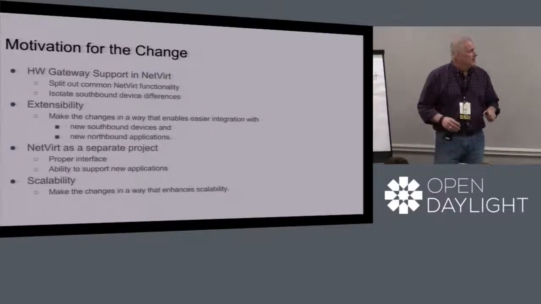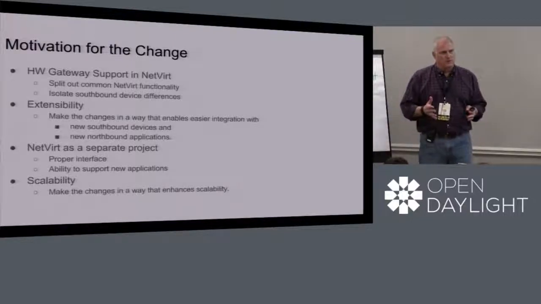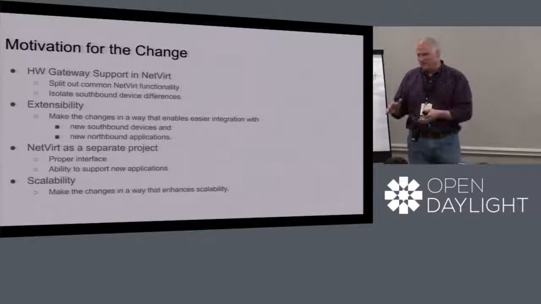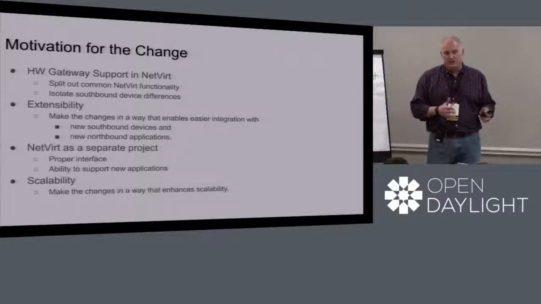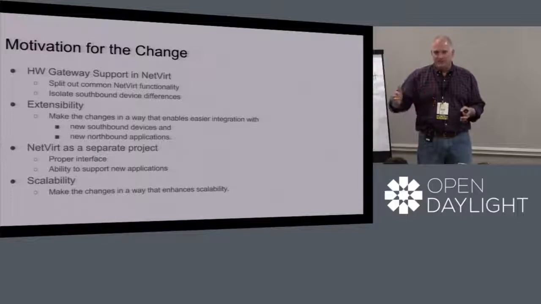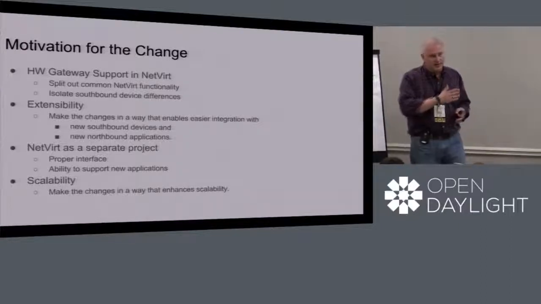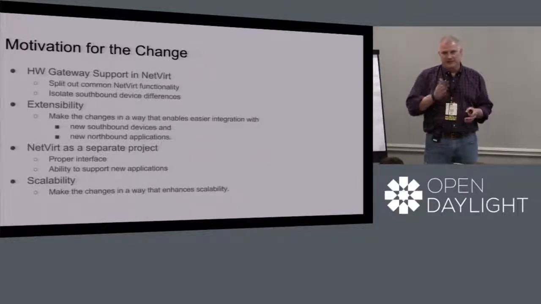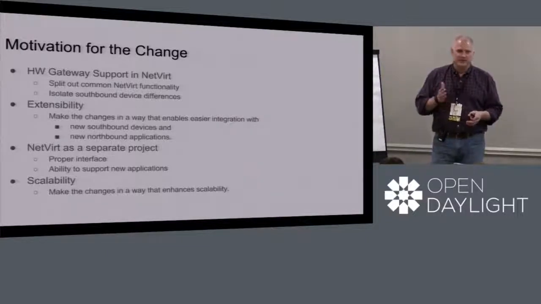Then, thinking a little more broadly, we wanted to do this for the hardware VTEP, but there's no reason that it would necessarily stop there. So we want to do it in such a way that it's easy to add new southbound devices, and potentially add different northbound APIs. So we do OpenStack, but we probably want to look at some container networking, possibly integration with the network intent.